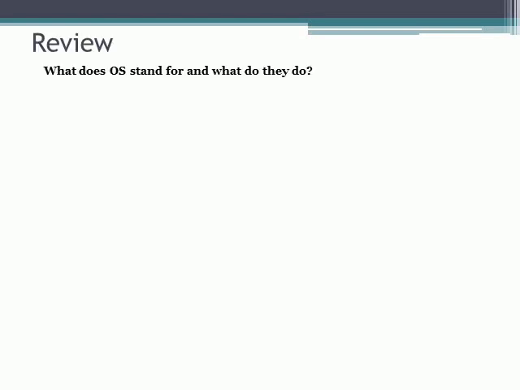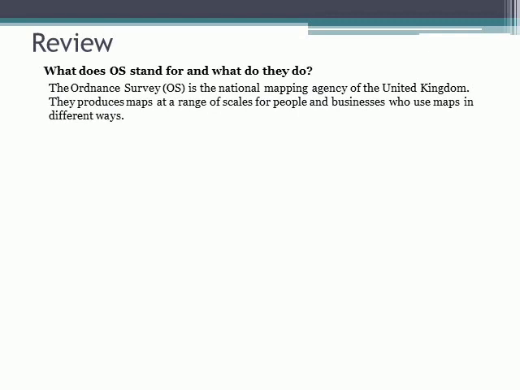We're going to start a quick review from our previous lesson. So what does OS stand for and what do they do? The Ordnance Survey, OS, is the National Mapping Agency of the United Kingdom, and they produce maps at a range of scales for people and businesses who use maps in different ways.